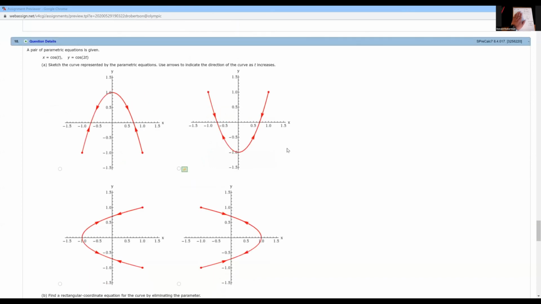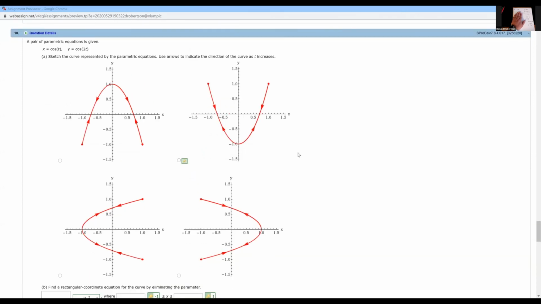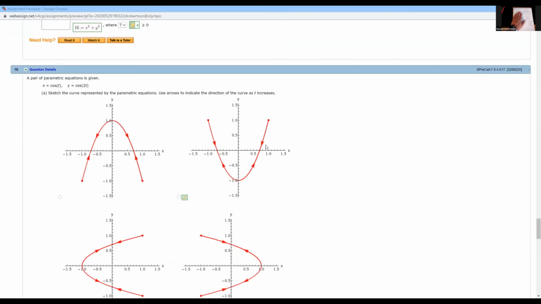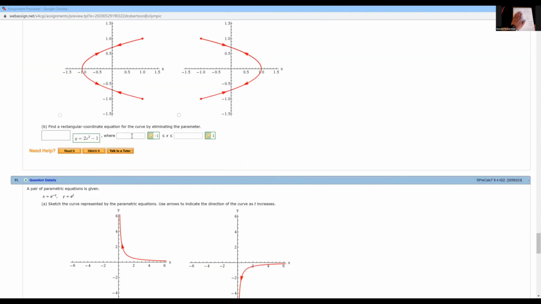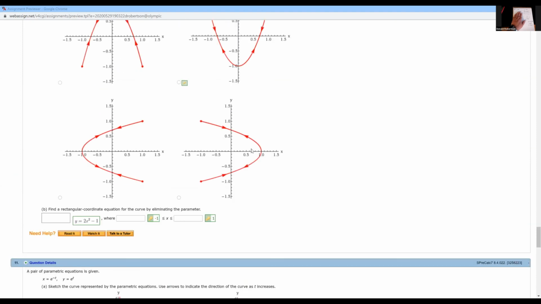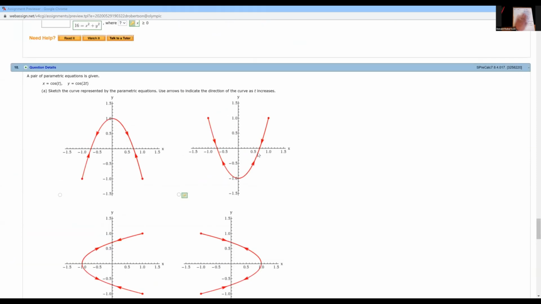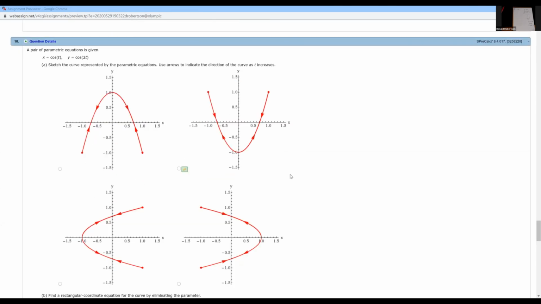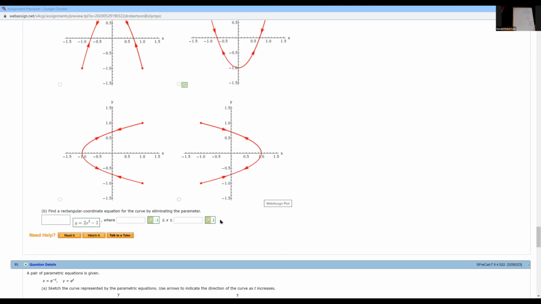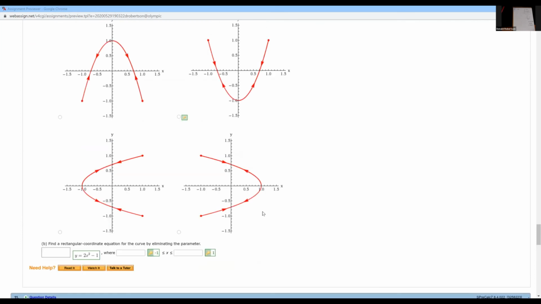Right, so they say sketch the curve. So I'm assuming that my 2x squared minus 1, it's this picture, which it is. And then it says, oh, okay. Yeah, it's not a very clear question. I know what the answer is. I can see it in front of me. Let me explain why it is.